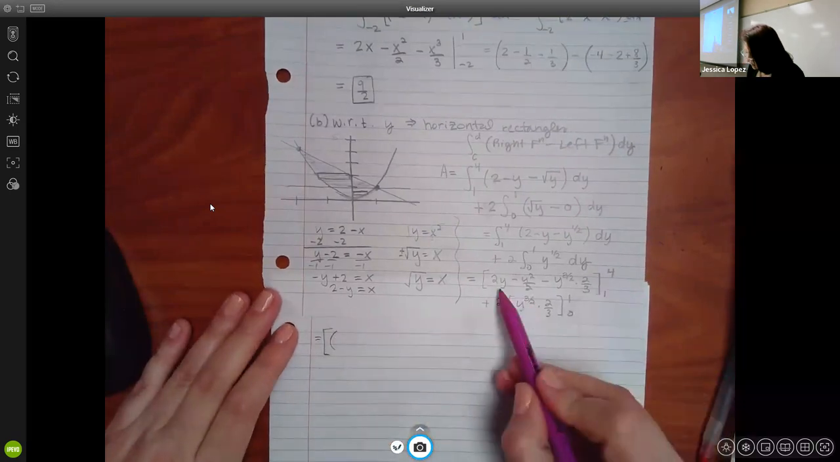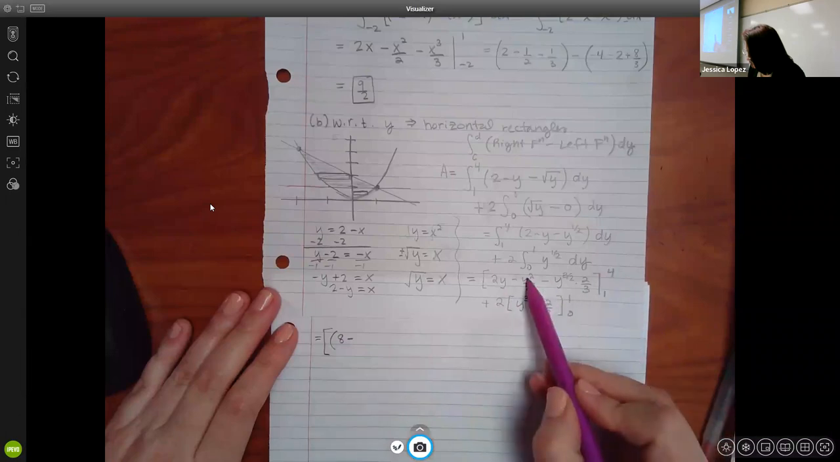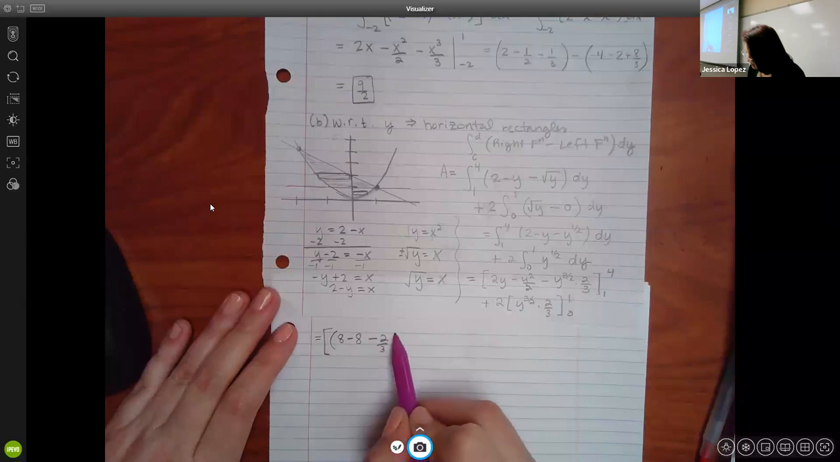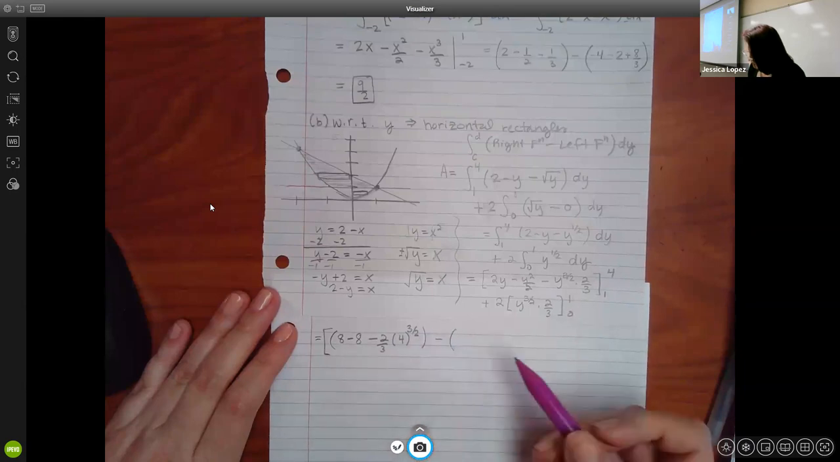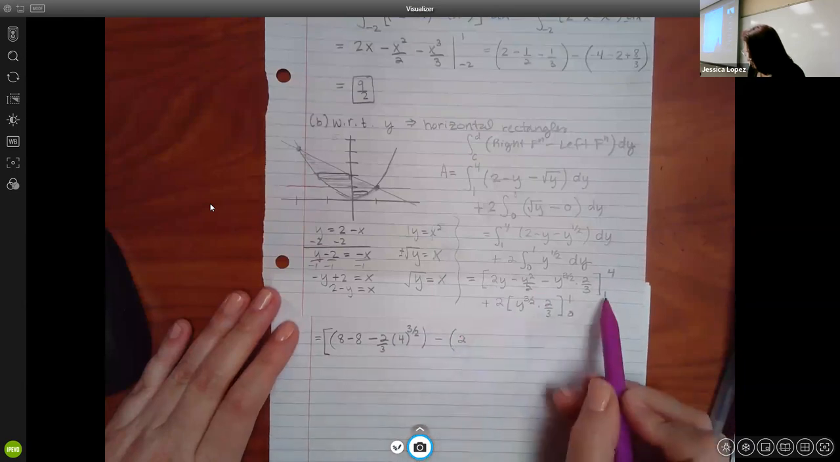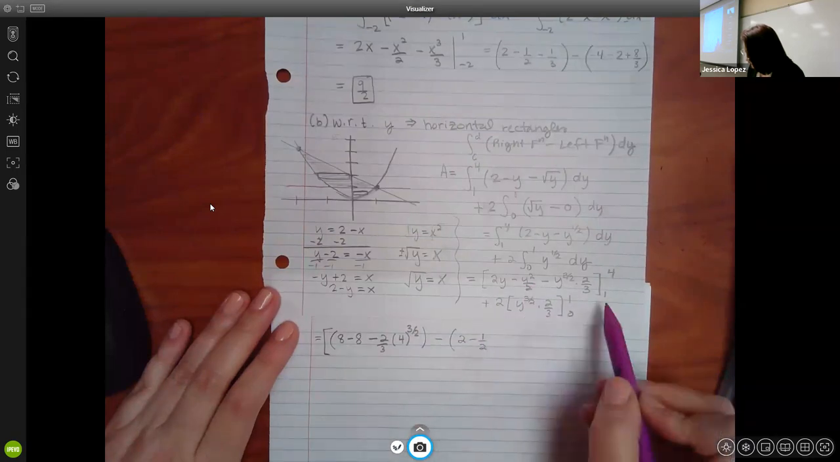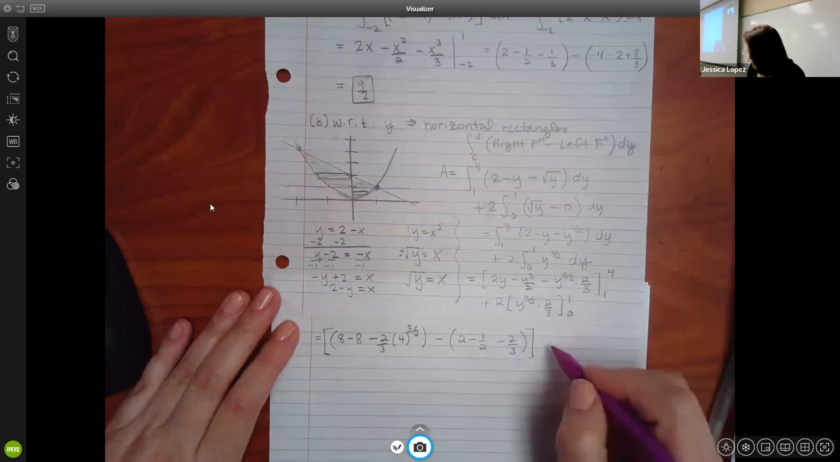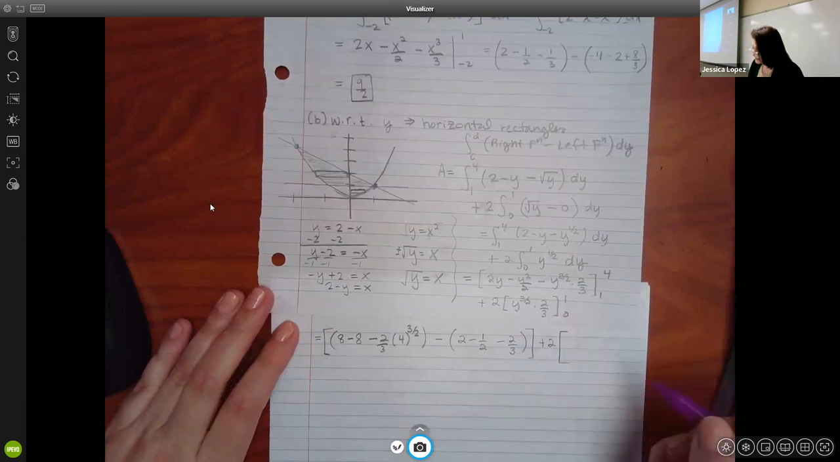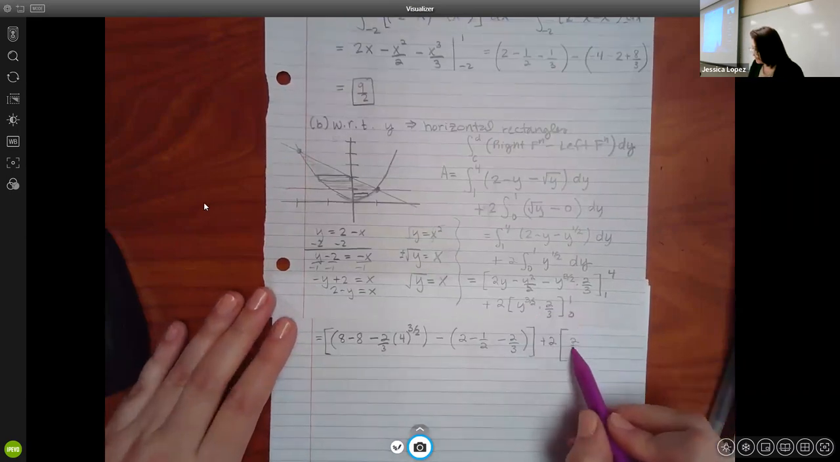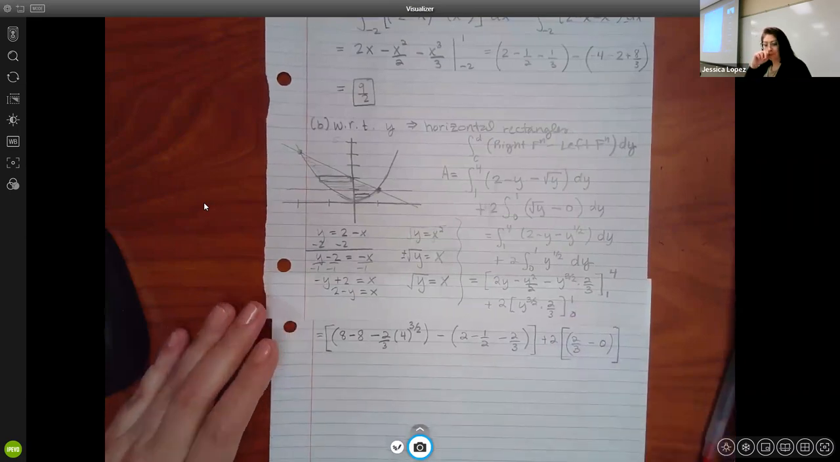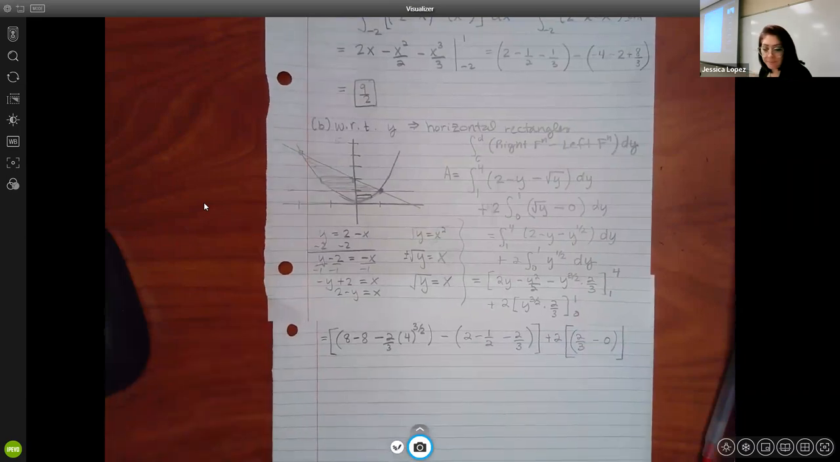So let's see, when I plug in 4, I'm going to get 8. I plug in 4, that'll be 16 divided by 2, which is 8. I don't know about 4 to the 3 halves, so I'm just going to leave that one alone. And then when I plug in 1, I will get 2. I plug in 1, I'll get 1 half. And when I plug in 1, I'm just going to get 2 thirds. Same thing here, when I plug in 1, I'm going to get 2 thirds. And when I plug in 0, I'm just going to get 0, right? I guess I didn't need those for this instance, okay?